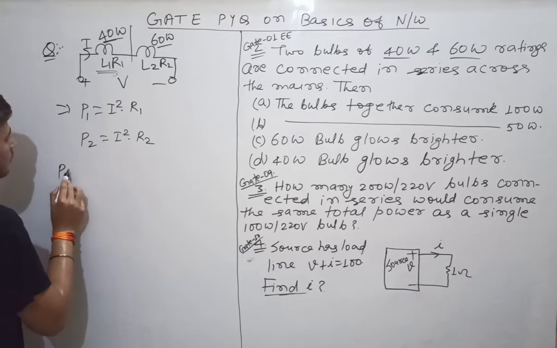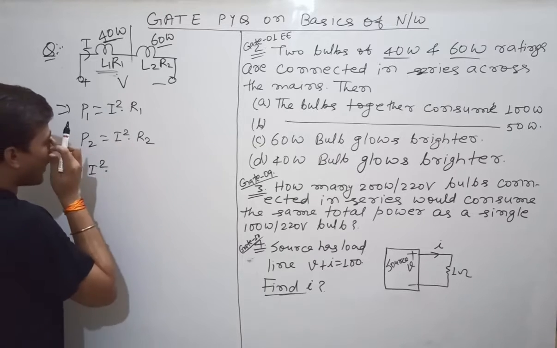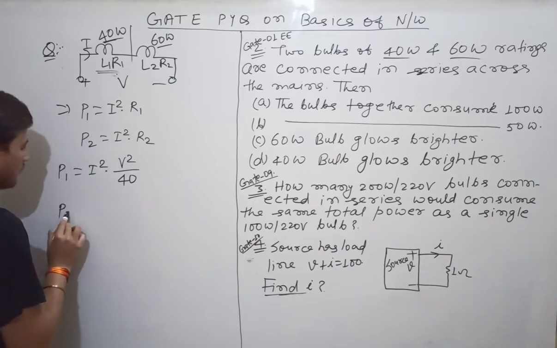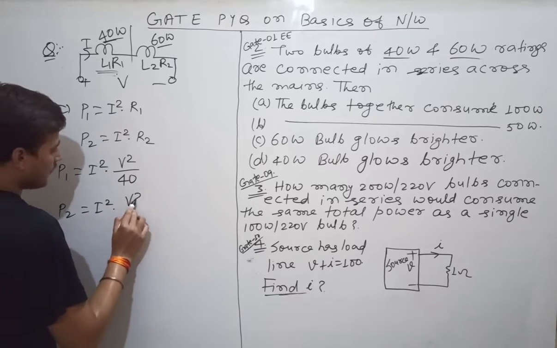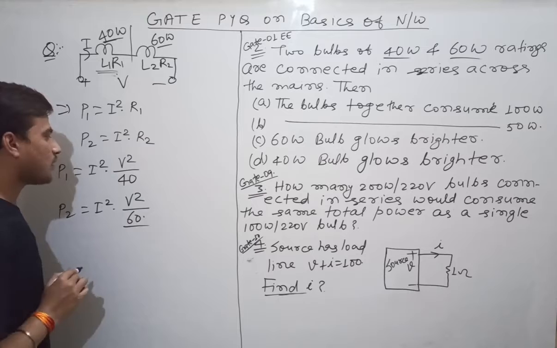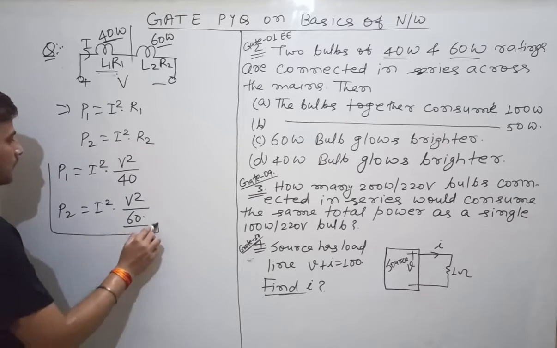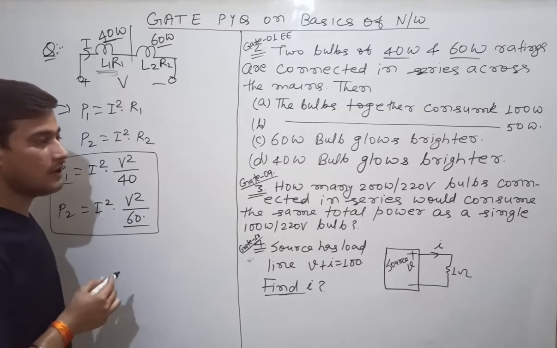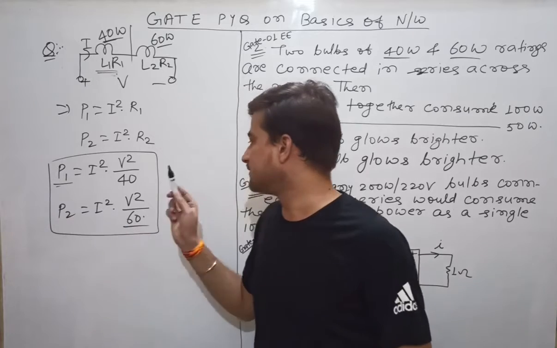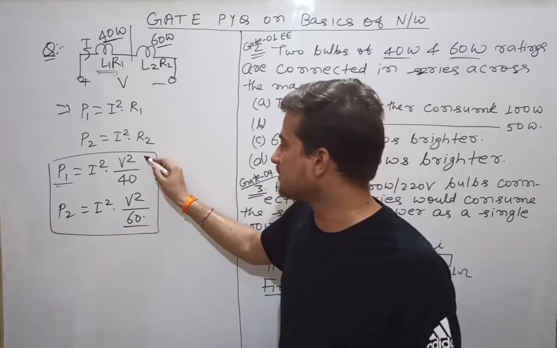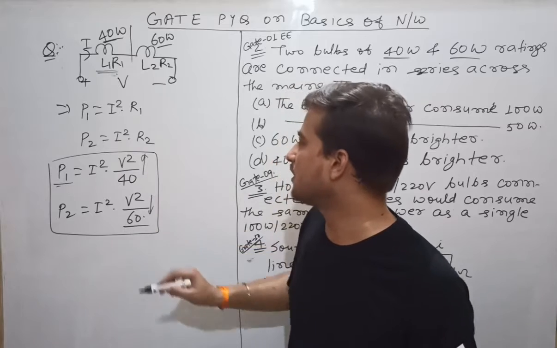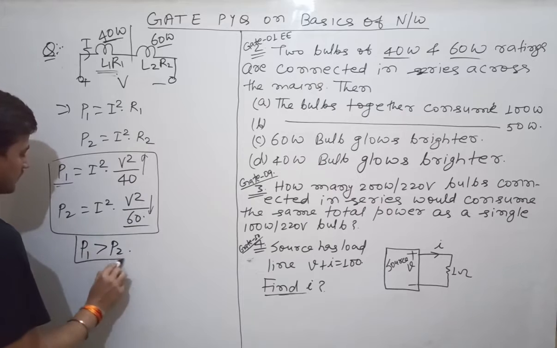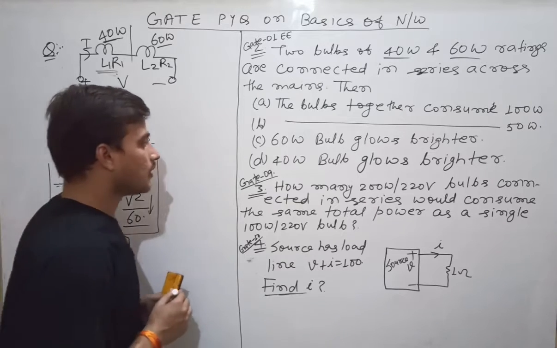Now, P1, what can you write? I square into R1. Instead of R1, you will write V square divided by 40. And P2 is I square into V square divided by 60. So what do you see? Power P1 is some constant divided by 40, and power P2 is some constant divided by 60. It means you can say P1 is greater than P2. That means you can say that the 40 watt bulb glows brighter.